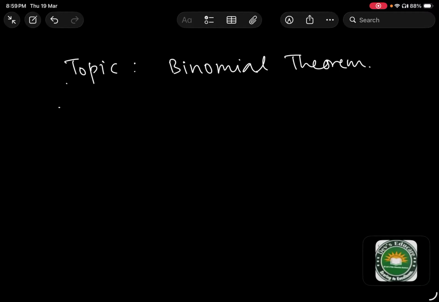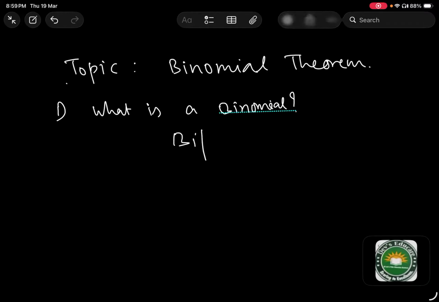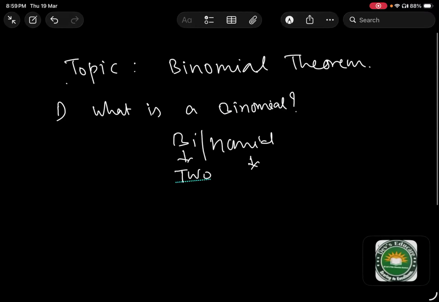So first of all, we will know what is binomial. What is a binomial? A binomial is simply an expression with two terms. Bi means two, okay? And nomial means terms. So generally this binomial theorem is used for two expression, two terms.